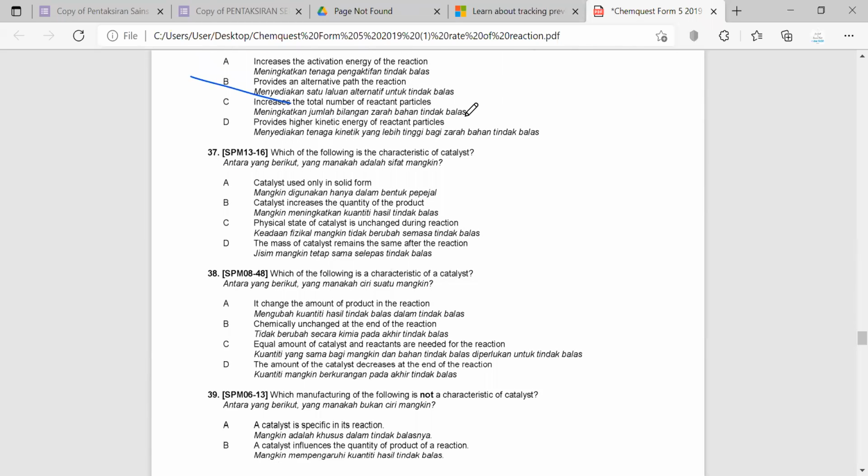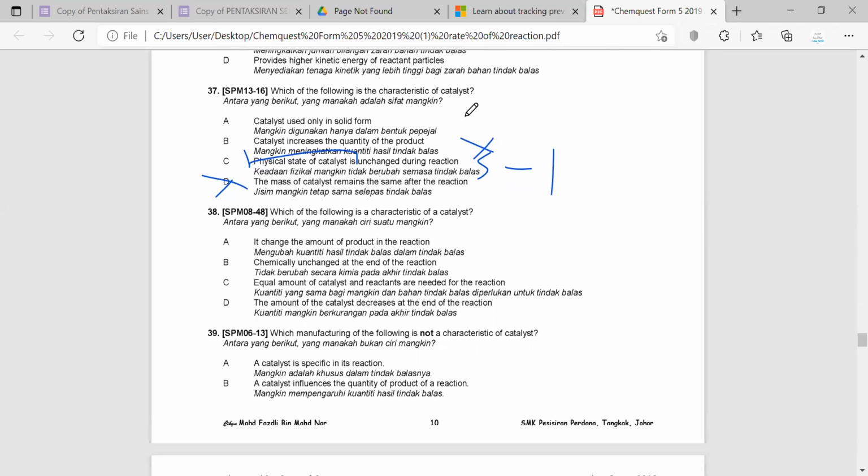Okay, number 37. What is the characteristic of a catalyst? Okay, korang tak you haven't memorized, maybe you cannot do, yeah. So the answer is actually D, yeah. Mass catalyst tu tak berubah. It's always the same. Physical state, no, sometimes from solid can change to liquid. Catalyst, dia takkan increase the quantity of the product, no way. And then catalyst not only in solid form, yeah. So the answer is D.